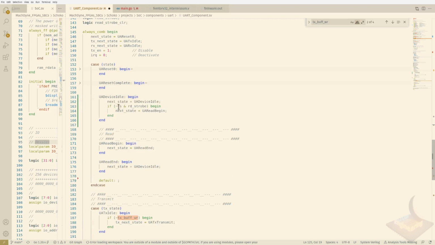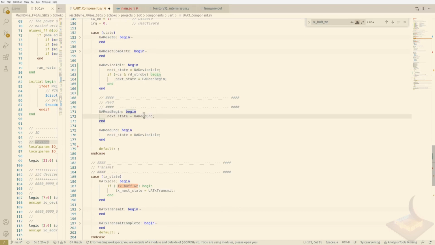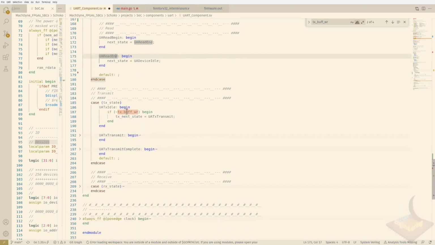In this case, if the chip select's activated and we're starting a read strobe, we'll launch into a begin cycle. The busy flag is constantly held low. That's what we'll see. We'll go into a read, and when we're done with the read, we'll go back and do an end and then a device cycle. The transmitter, when that's activated, we'll go into transmit state.